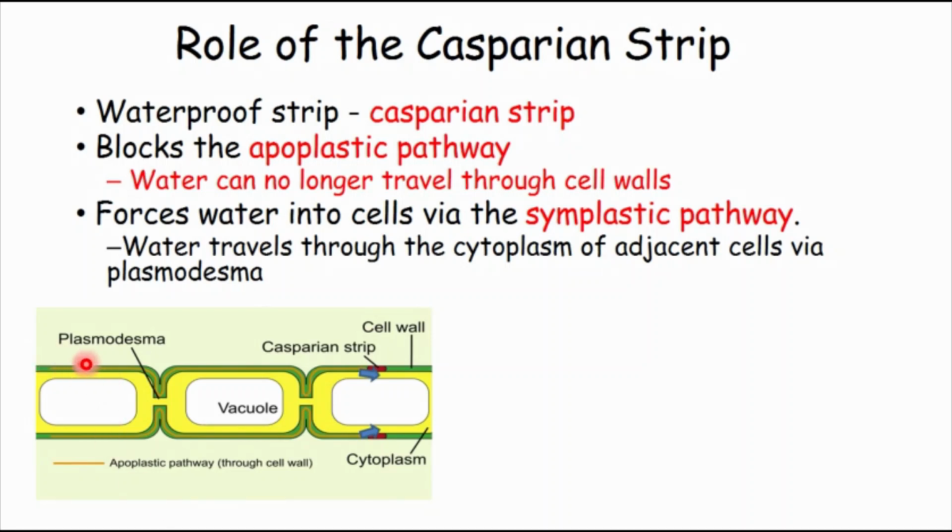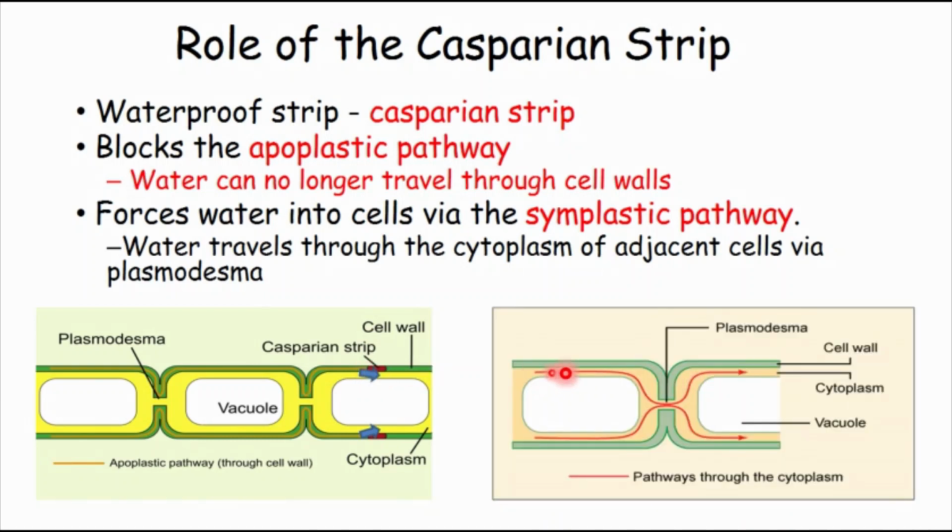So if we look here, this was our apoplastic pathway. The water's being sucked through the cell wall of your plant cells. And then you hit the Casparian strip, which is waterproof, so it can't move through the cell wall anymore. It gets bumped into the cell, through the cell wall into the cytoplasm, and then it will pass through the cytoplasm between cells until we hit the xylem.